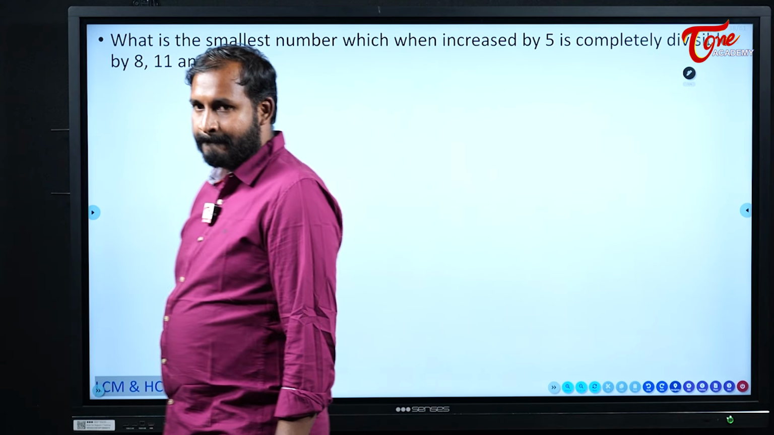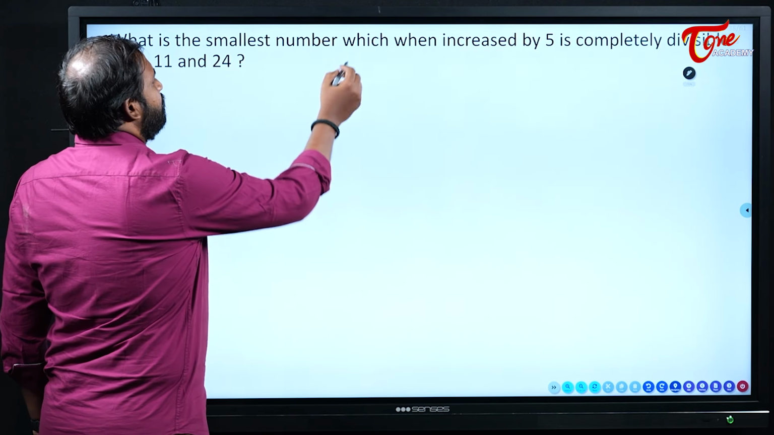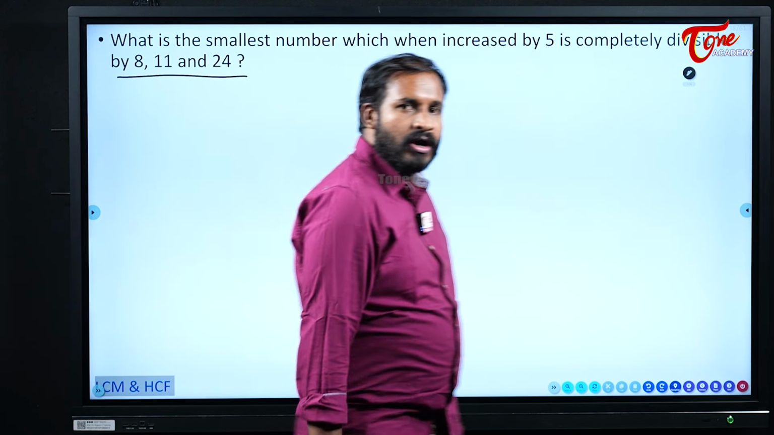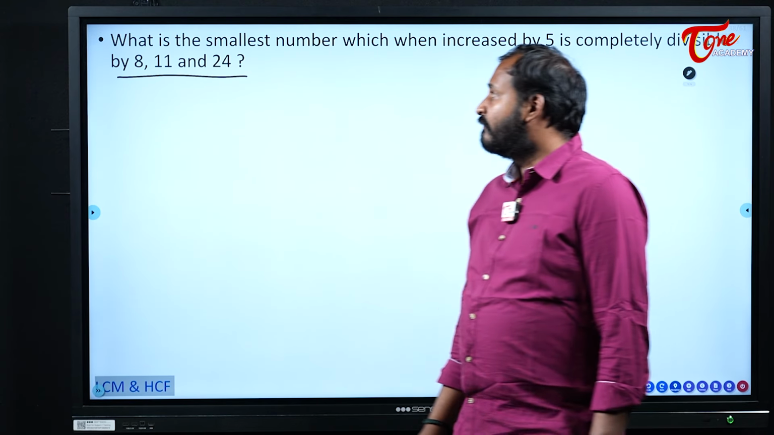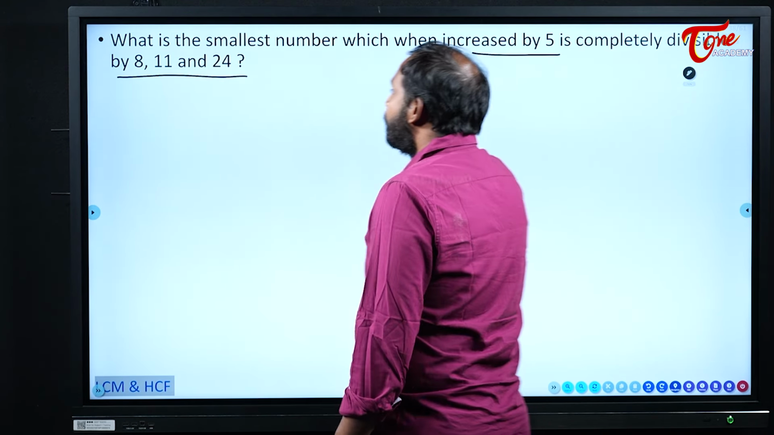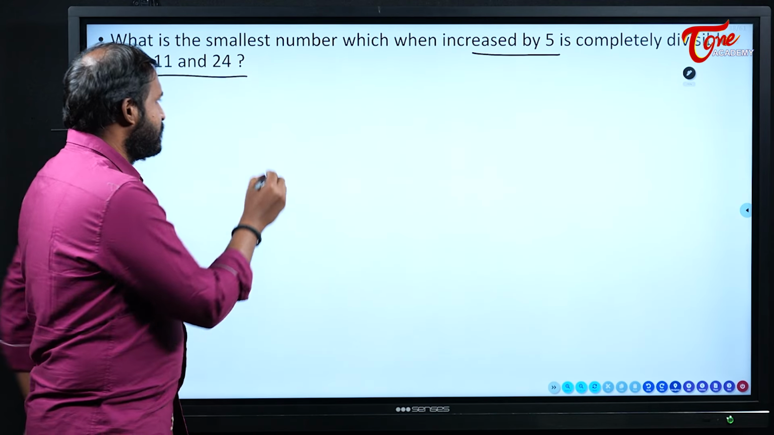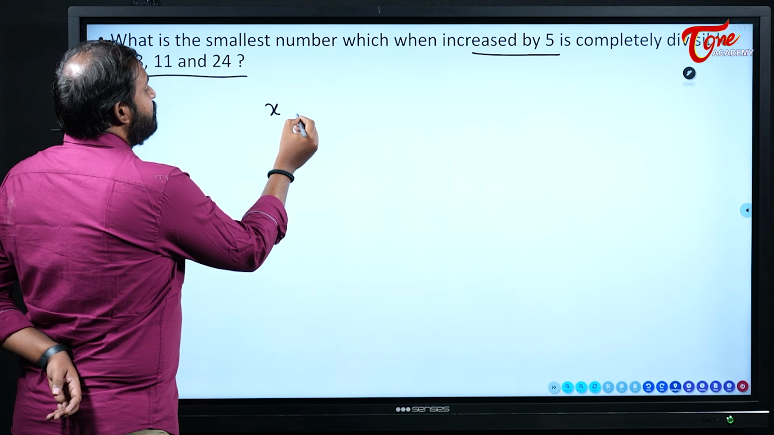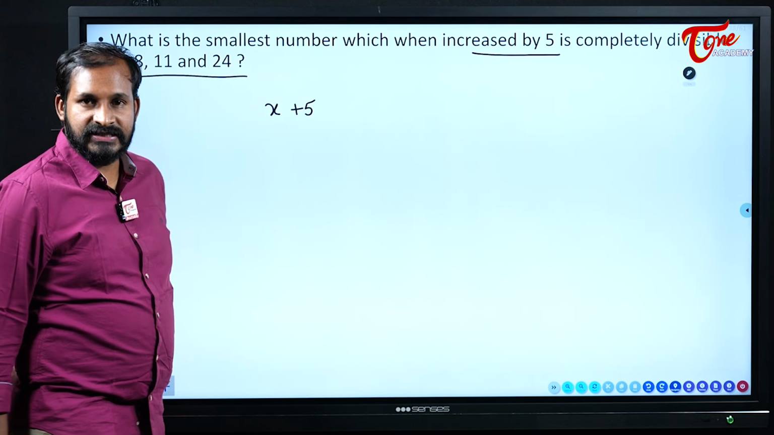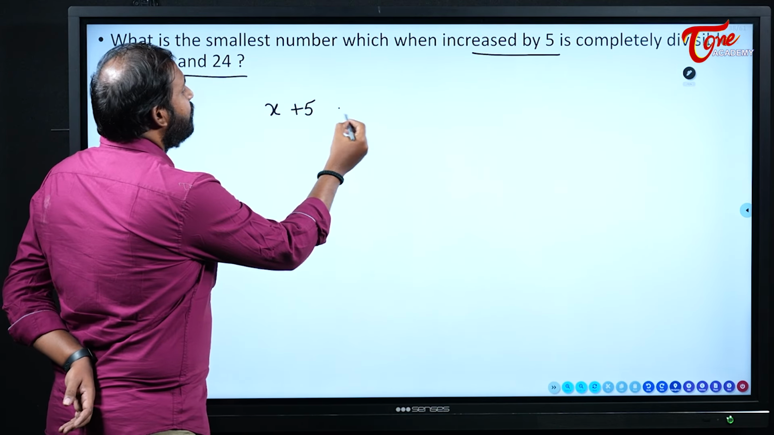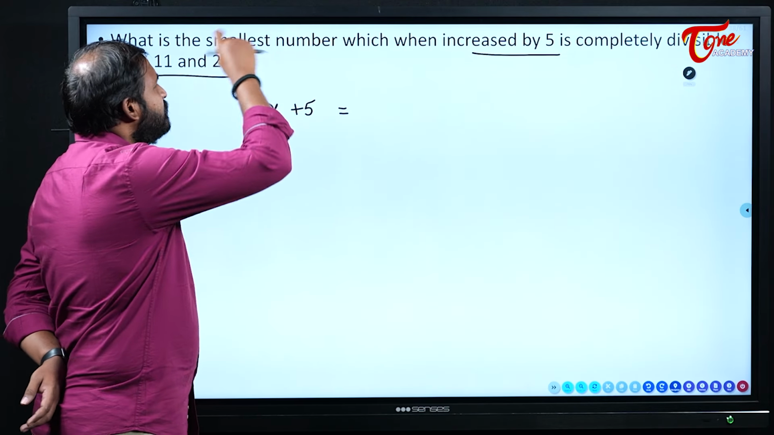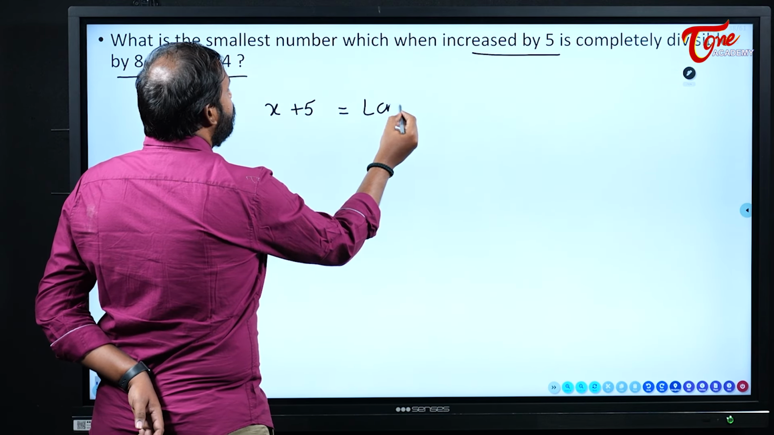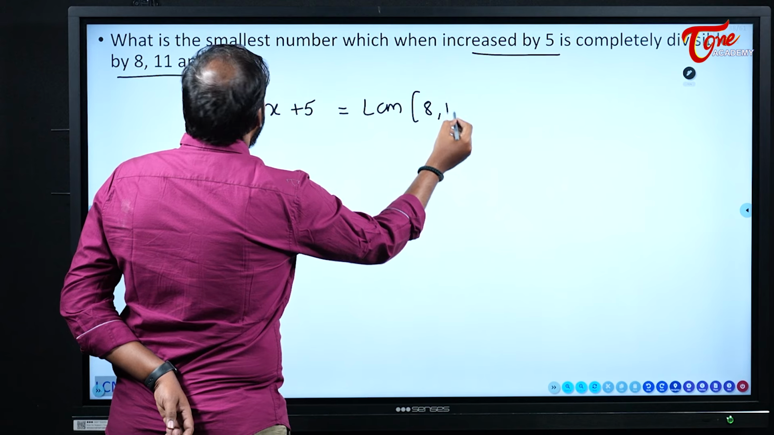Now please observe here. What is the smallest number which when increased by 5 is completely divisible by 8, 11 and 24? Now I need to find the smallest number which when increased by 5 is completely divisible by 8, 11 and 24. That means there is a number x which when increased by 5 should be completely divisible by these numbers. That means obviously that number is a multiple of, that means LCM of 8, 11 and 24.